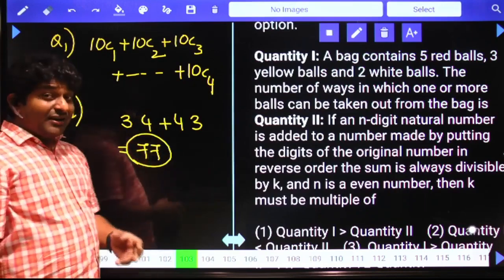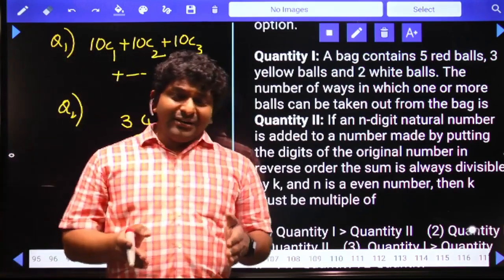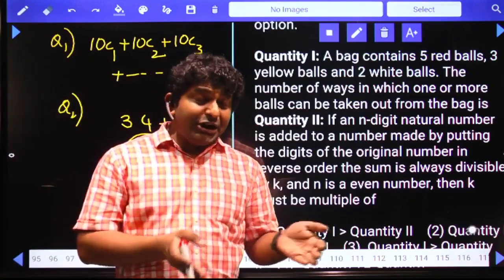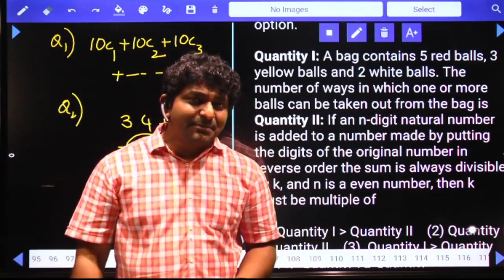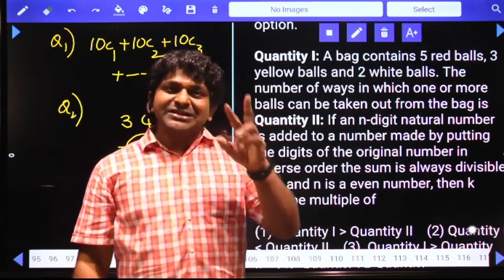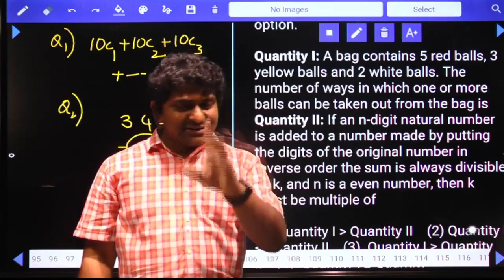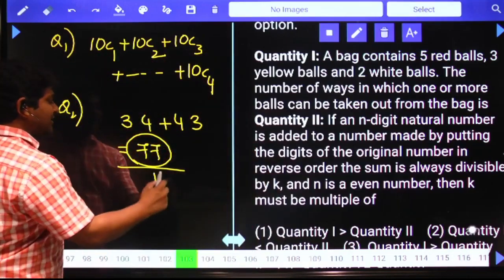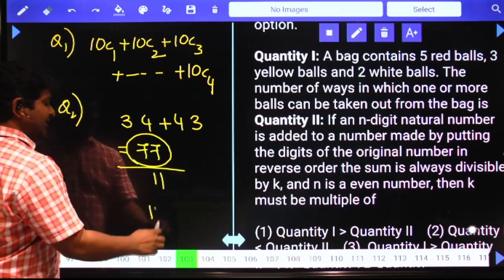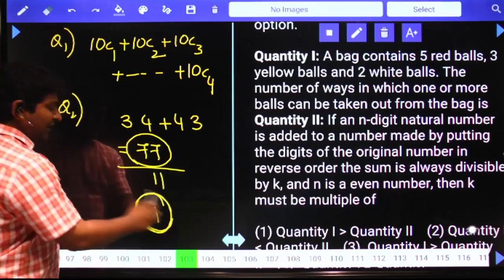You already know that if a 2 digit number and the number obtained by interchanging its digits are added, that sum is always divisible by 11, and the difference is always divisible by 9. We have discussed this point so many times. So Q2 value is divisible by 11. Hence, K value is equal to 11.